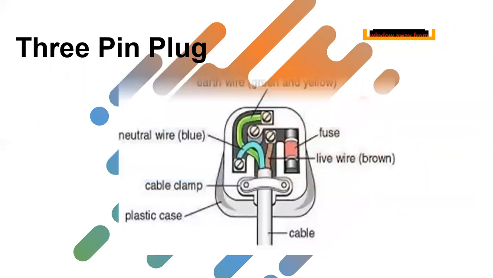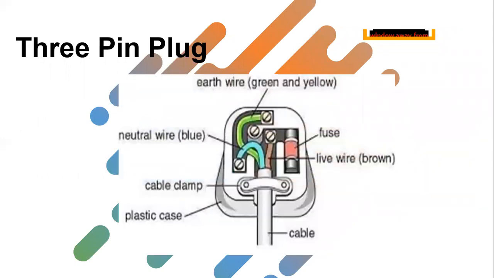3-pin plug. You see the diagram of 3-pin plug. The earth wire, green and yellow, is connected at the top of the 3-pin plug. Neutral wire, it is blue or black in color. It is brown wire, live wire, and fuse is connected with live wire. Always fuse is connected with live wire. It's plastic case or cable. So if someone asks you to identify the 3-pin plug, you can label the 3-pin plug.